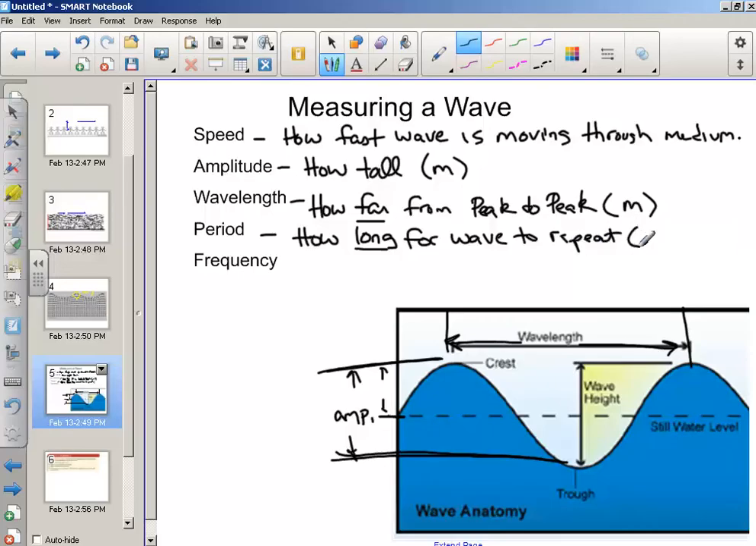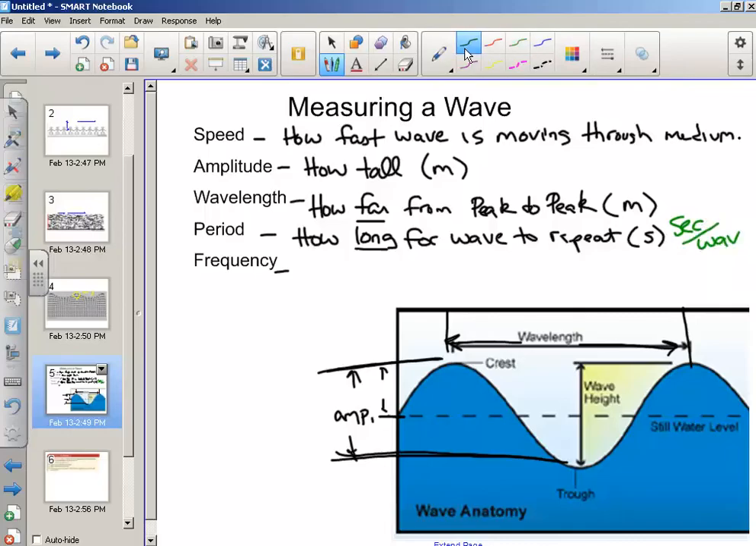And we measure that in seconds. So this one right here, we kind of call it seconds per wave. How many seconds is it for one wave?